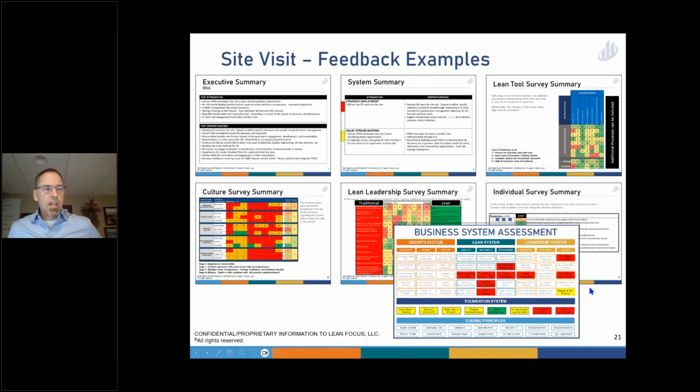And then this is one of the visuals we've used for giving a summary of the overall performance or the ratings. The red, yellow, green colored blocks were the ones within scope. Again, green being, this is where your strengths are. Yellow, you're making some progress there. Red, we didn't see a whole lot of process going on.